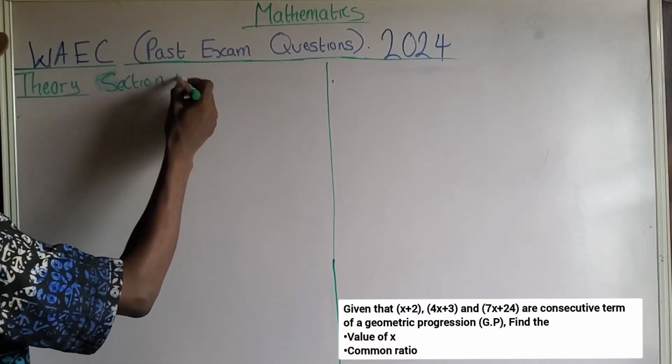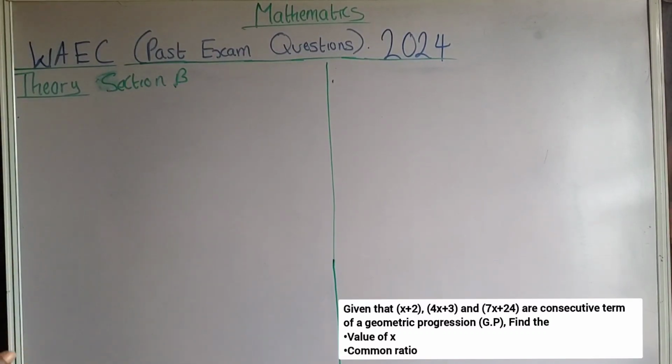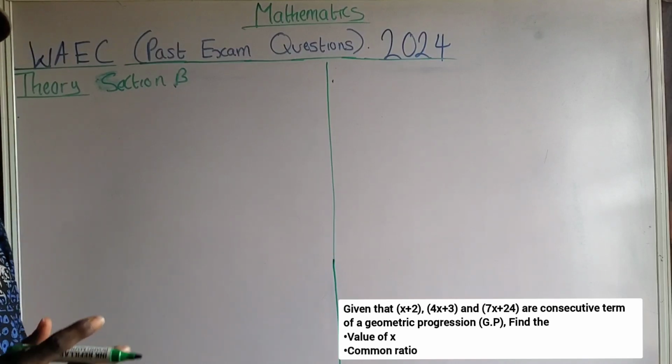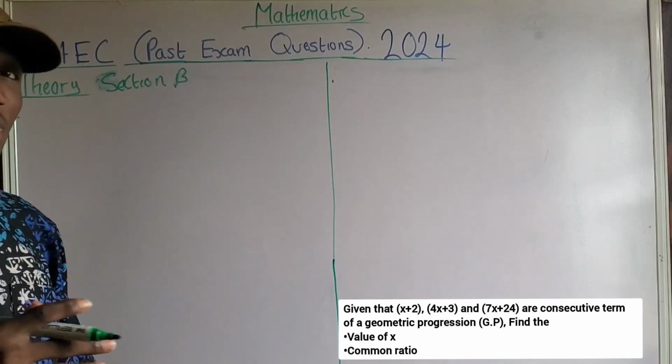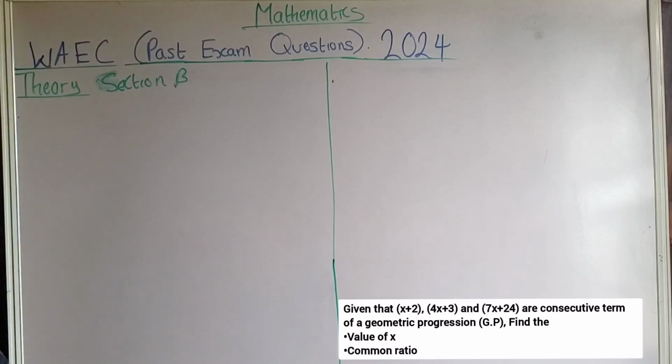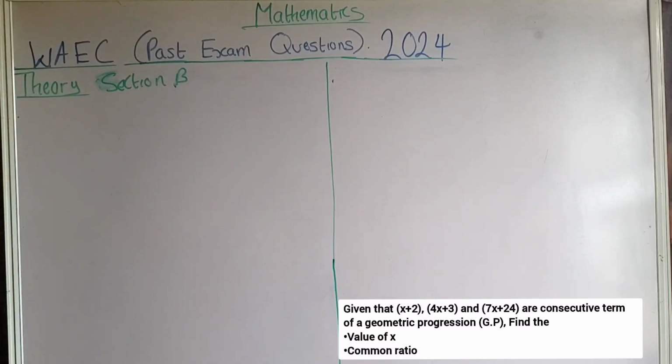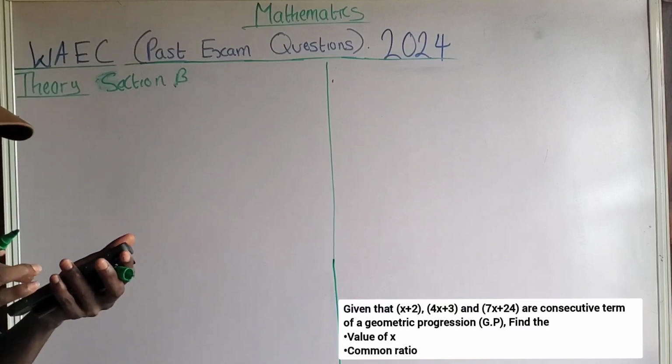In your exam, especially in mathematics, you are going to be given two sections in the theory. In section A, you have to answer all the questions, but in section B, you can choose the questions to answer. But I'm going to provide solutions to all the questions. Now, let's look at the first question.